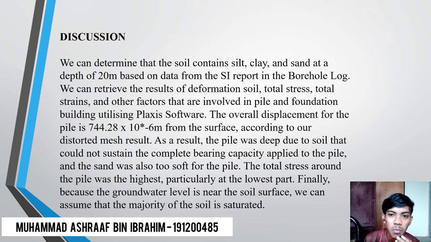The overall displacement for the pile is 744.28 times 10 to the power of negative 6 from the surface, according to our distorted mesh result. As a result, the pile went deep due to soil that could not sustain the complete bearing capacity applied to the pile, and the sand was also too soft for the pile. The total stress around the pile was the highest, particularly at the lowest part. Finally, because the groundwater level is near the soil surface, we can assume that the majority of the soil is saturated. Thank you.